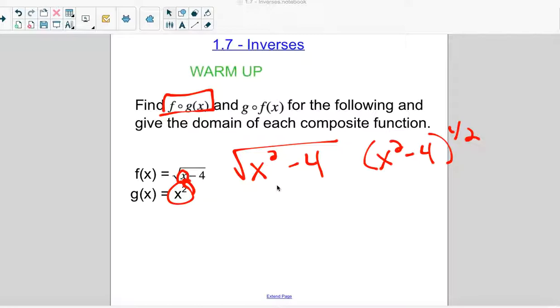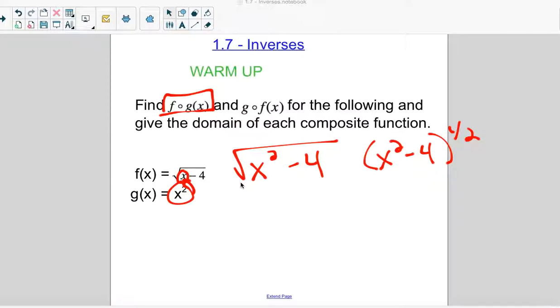Now it says give the domain of it. You always want to make sure that the innermost function's domain is true. So the innermost function, right, would be the one that goes inside the other one. So g of x, the domain of this one's everything. So at that point, you're just going to evaluate the final answer and see what you have for a domain.